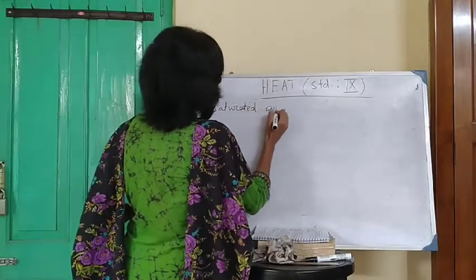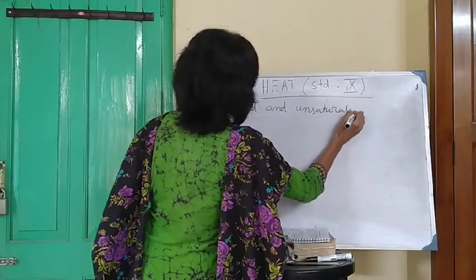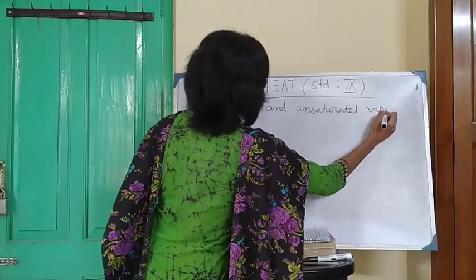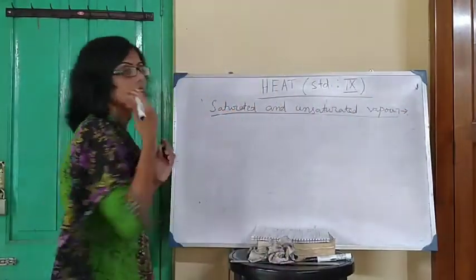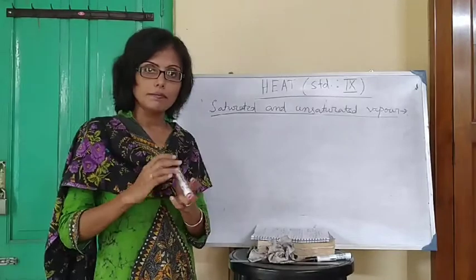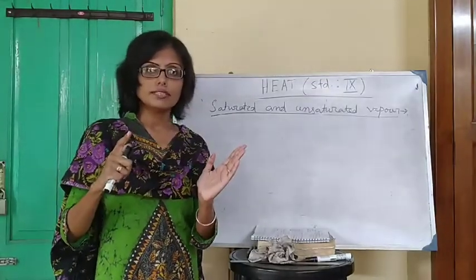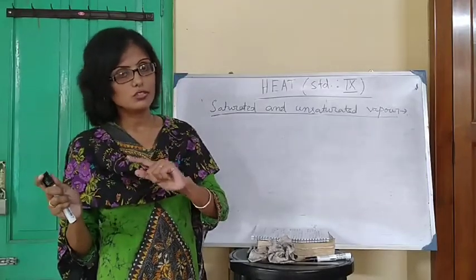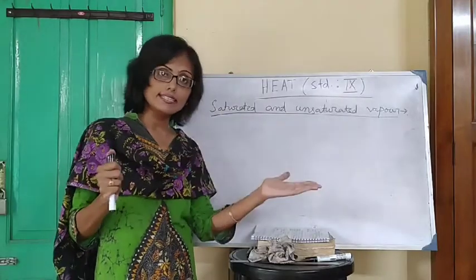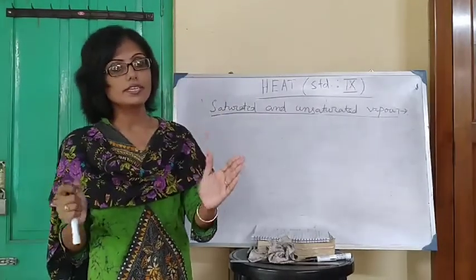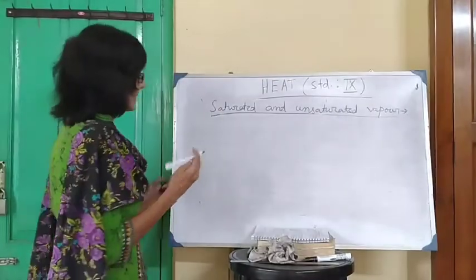Next topic: saturated and unsaturated vapor. If the pressure of a vapor is equal to the vapor pressure at that constant temperature, then the vapor is called saturated vapor. If the pressure of the vapor is less than the vapor pressure at any temperature, then that vapor is called unsaturated vapor. Let us consider an example.